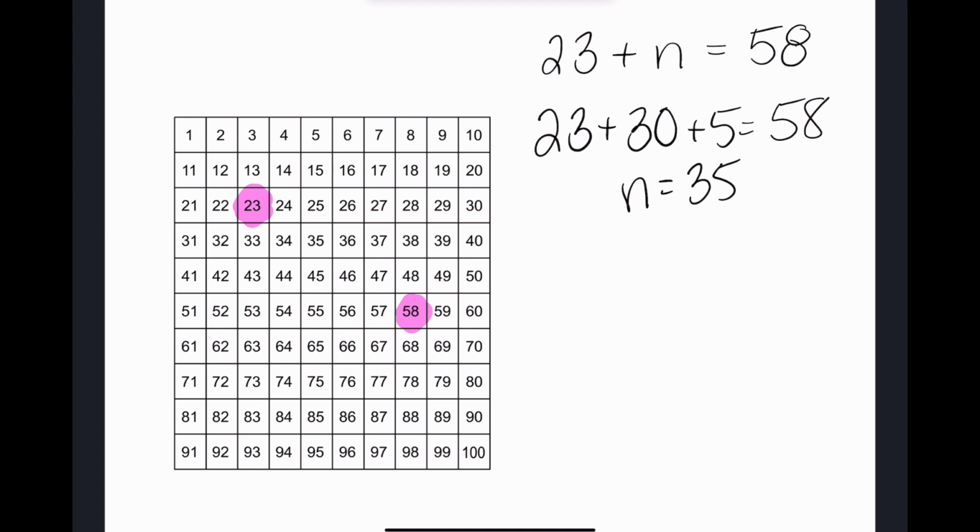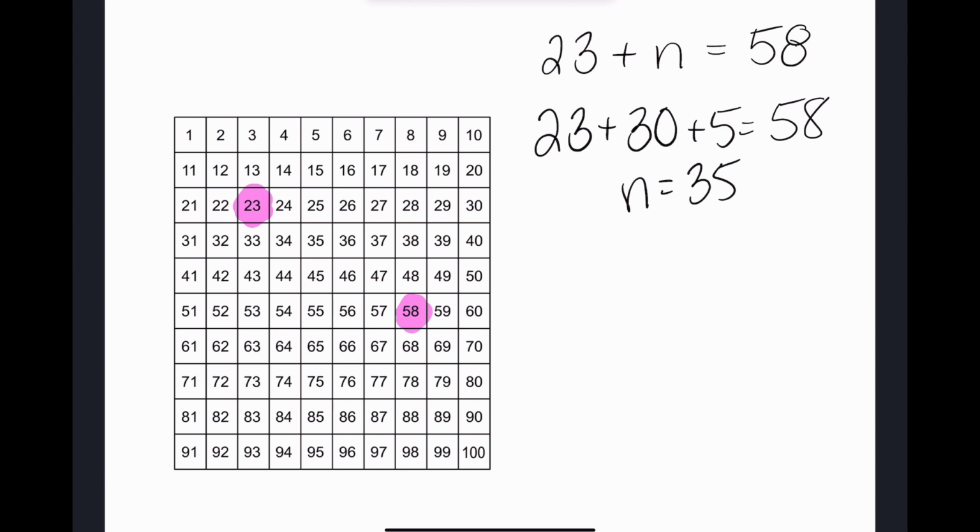It's just a decomposing strategy where rather than doing it in one shot, I'm breaking it up into tens and ones. So this made a lot of sense. And you could even do it the other way if you wanted to. You could have added 5 and then added another 30 to go from 28 to 58. So that was the fun game I was playing.